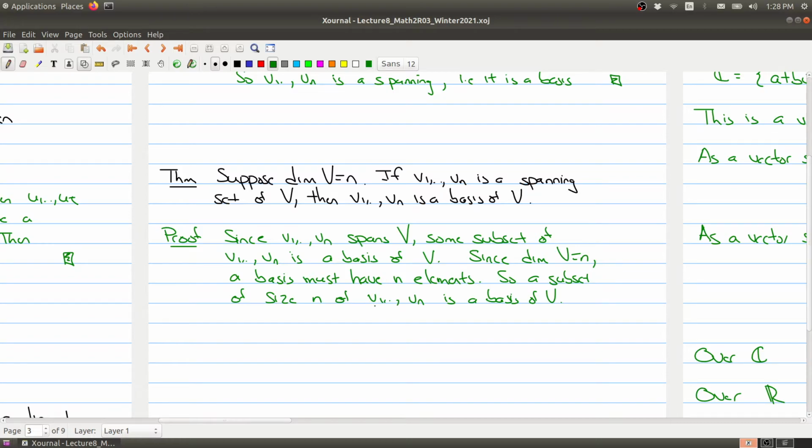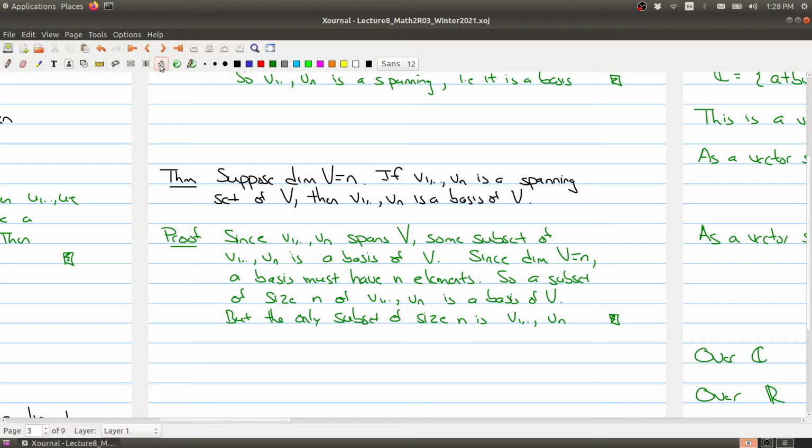But you're starting with n elements and you need a subset of size n, and there is only one such subset. The only subset of size n is the whole set that you started with, V1 through Vn. If you took any proper subset, you would have less than n elements.